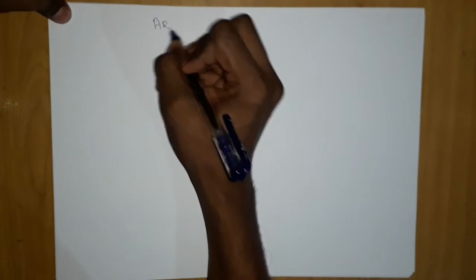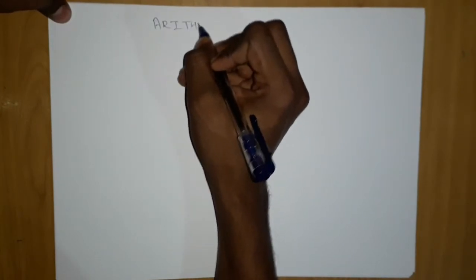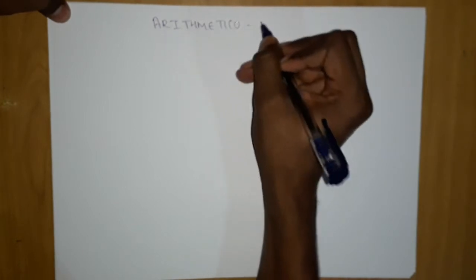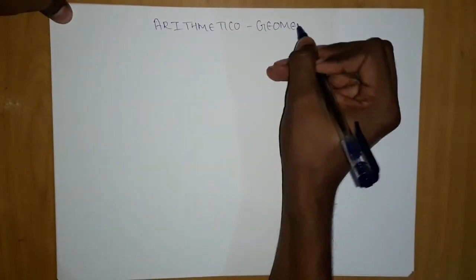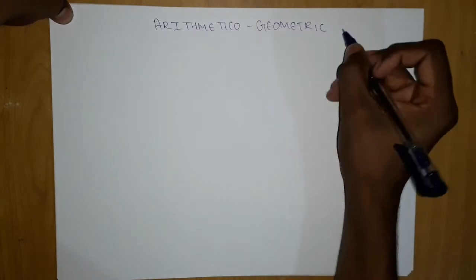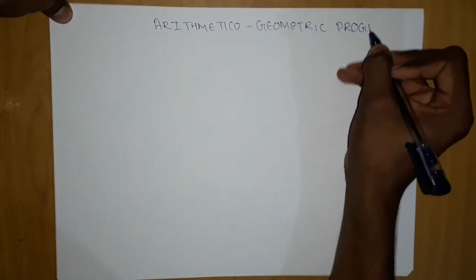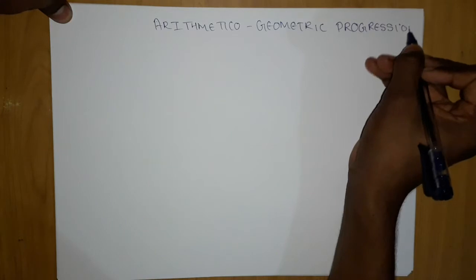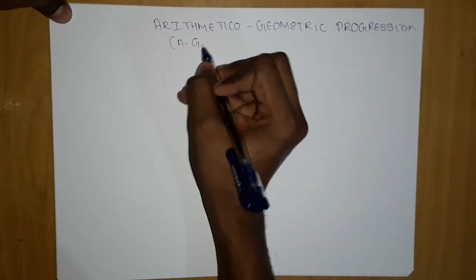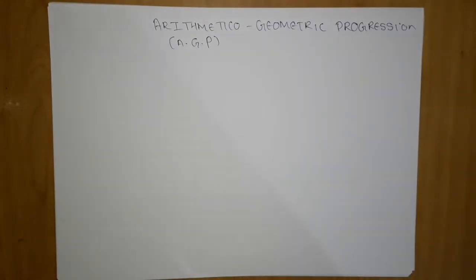So, arithmetico-geometric progression, which we will denote further by AGP. These questions are very important. As the name suggests, it is a combination of AP and GP. Further on, let's derive it.